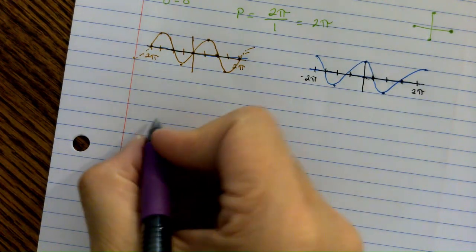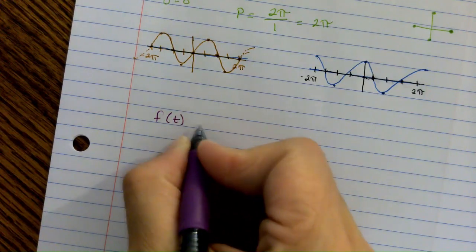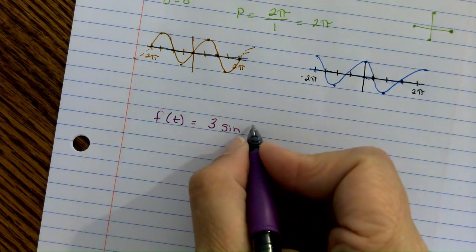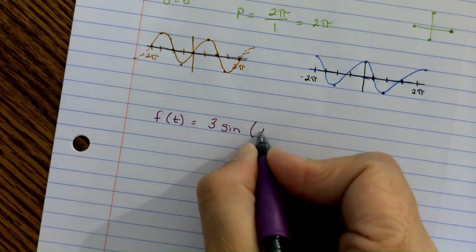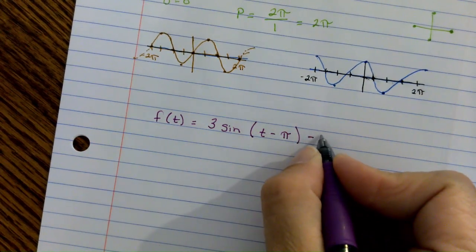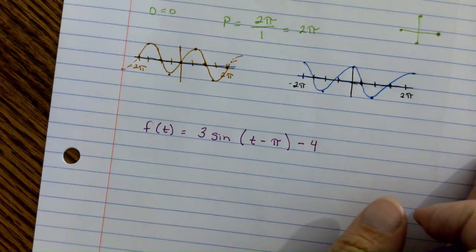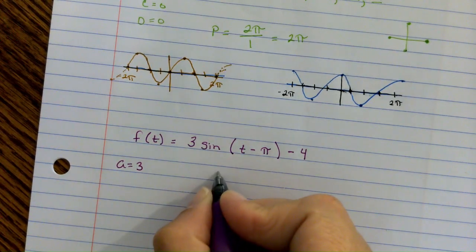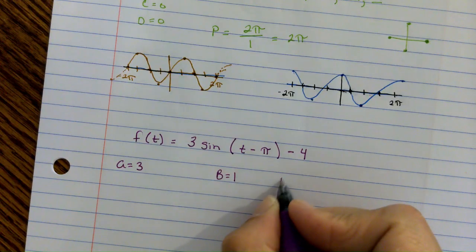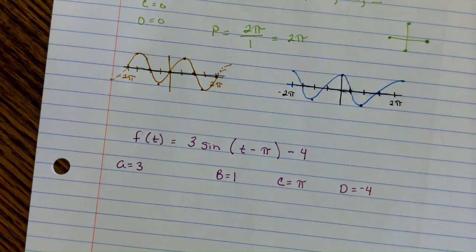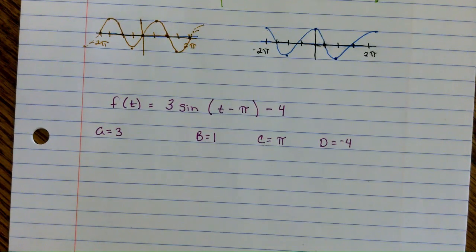F of t equals 3 sine of t minus pi, minus 4. Okay. Well, A equals 3, B equals 1, C equals pi, and D equals negative 4. Okay, so I found A, B, C, and D.